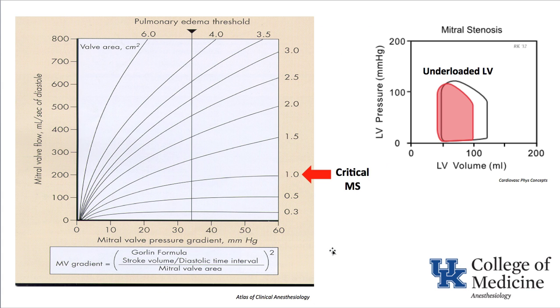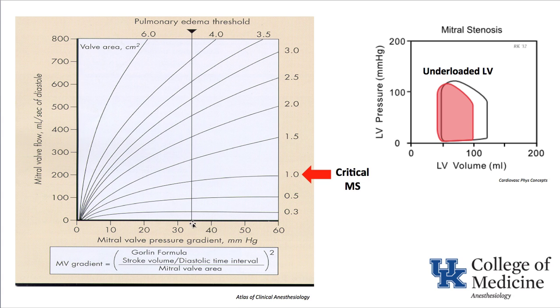Now that mitral valve, when it gets really small, in fact when it gets down to about 1 centimeter squared, that's critical mitral stenosis. Critical in the fact that no matter what pressure you generate across that mitral valve, and that's on the x-axis, mitral valve pressure gradient, no matter what that gradient is, you can crank it all the way up to 50 here, and no more flow goes across the mitral valve. So it's critical at 1 centimeter squared approximately.